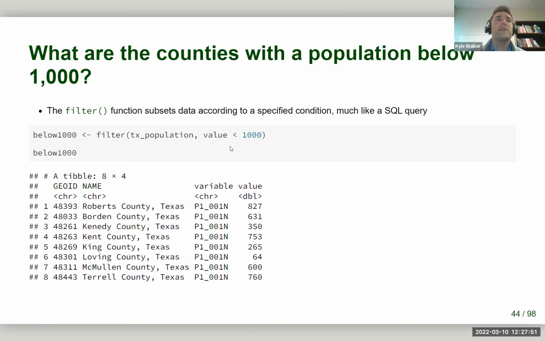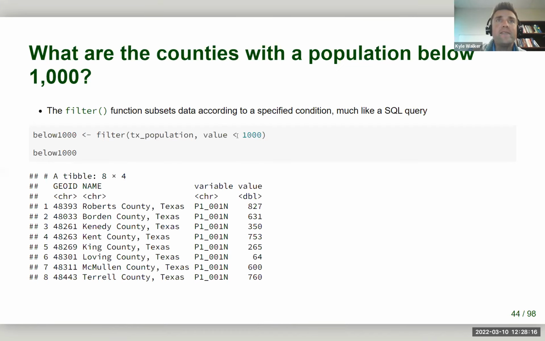And so in this particular case, we're creating a new object that we're calling below 1,000. It's going to represent only those counties in the state of Texas with a population below 1,000 people. And it knows to do that because of the expression that we've set here. Value is less than 1,000.